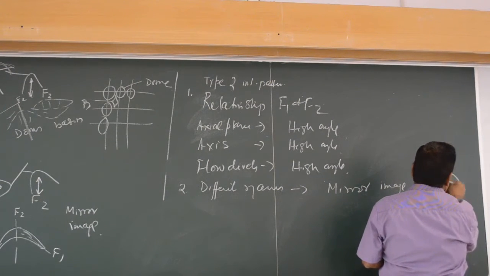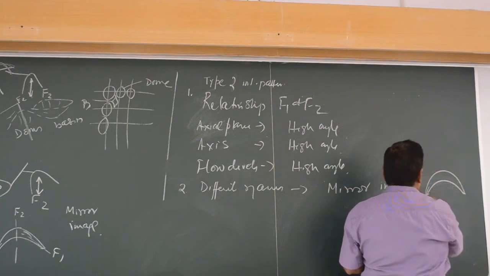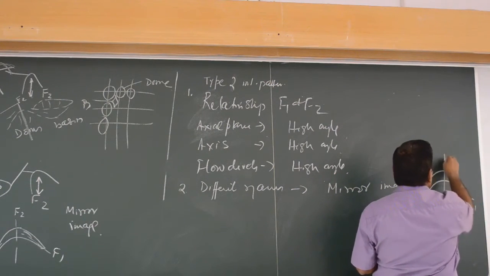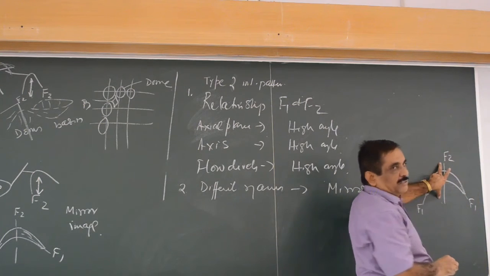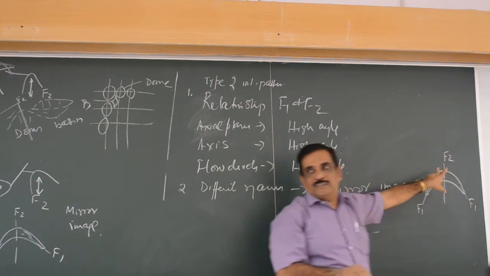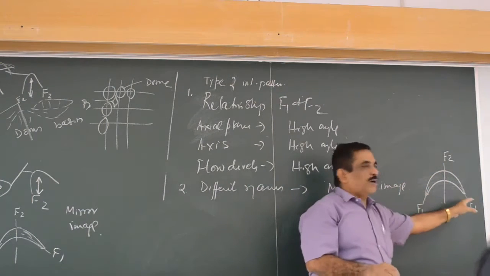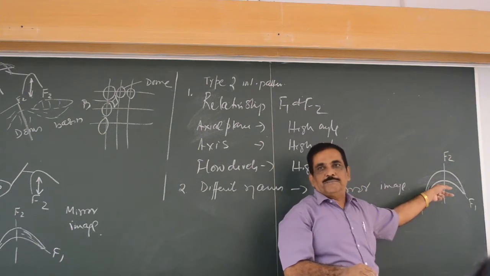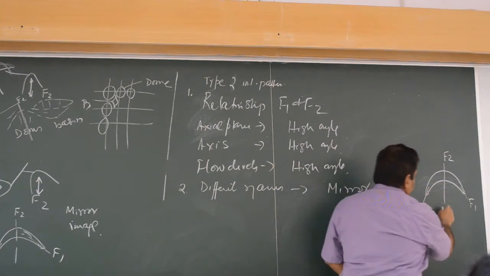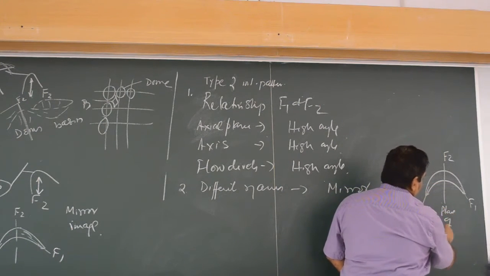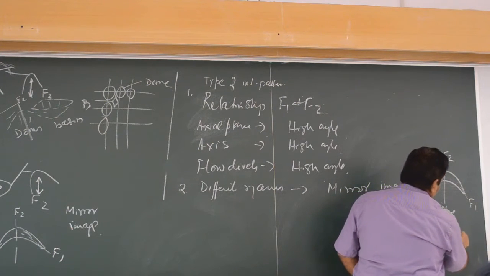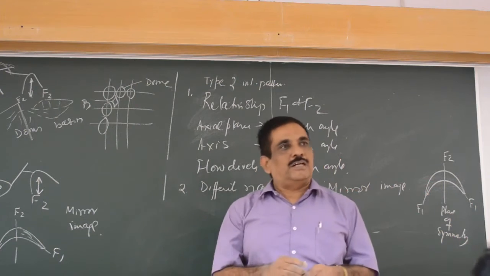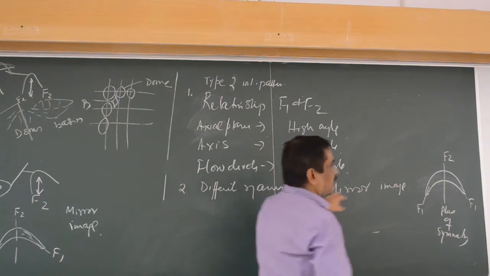This is about the interference pattern. You may have to show this is F1, this is another F1, and this is F2. F2 is the mirror. These are the object and image relationship. You see two F1s on either side of the plane of symmetry. This is the plane of symmetry, and these are two object and images. Understood? That is why it is called mirror image.